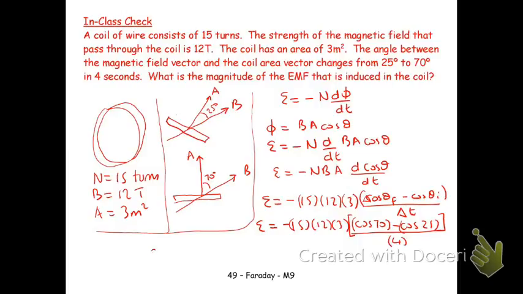So E is equal to, now I've got to be a little bit careful here. I'm going to do the cosine bits first. So it's going to be cosine 70 enter minus cosine 25 enter. I'm going to do that again, bracket. Cosine 70 close bracket minus cosine 25 bracket enter.